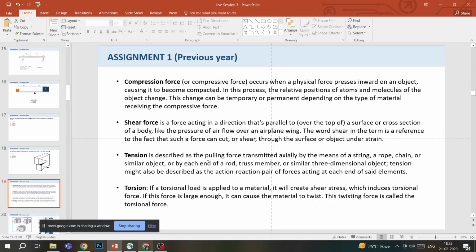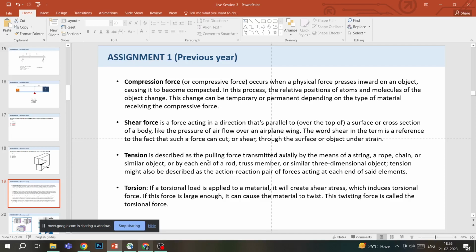So what is compression force, or compressive force? This force occurs when a physical force presses inwards on an object. For example, this is your object and you are putting pressure inward, which is causing this object to compact, and this is called compressive force. In this process, the relative position of atoms and molecules inside the object changes when you put a lot of force on it, and they become more compact, which is why it compresses.